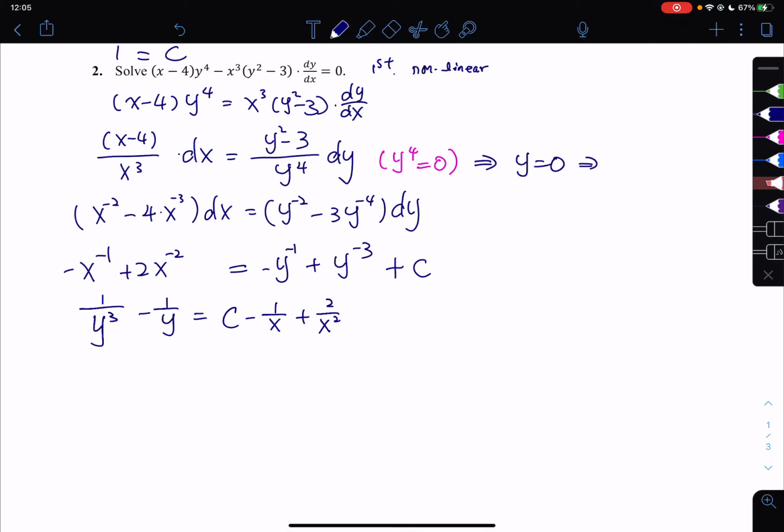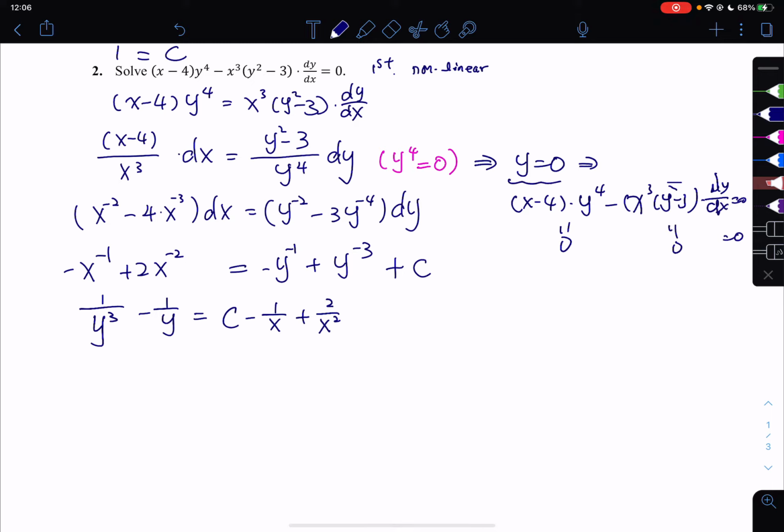If that's the case, your expression, x minus 4 times y to the fourth, is supposed to be 0, which equals x cubed times (y squared minus 3) times y prime. Since y is 0, y prime is 0, hence this is 0, it equals 0. So that's also a solution. So you technically have two different solutions. So bottom line, when you try to divide or multiply the same term on both sides of a separable equation, be careful whether you could have multiplied or divided by a 0 term, which may potentially lead to another answer.